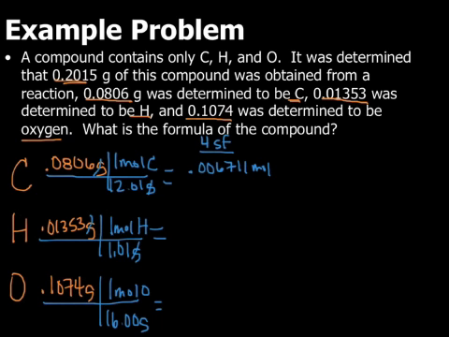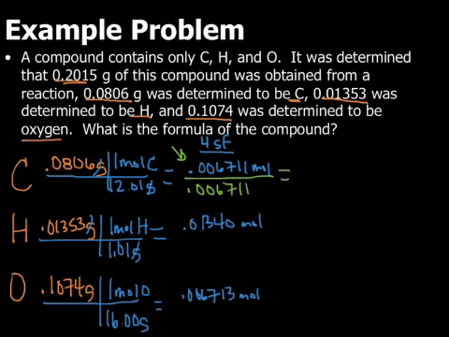For hydrogen, I have 0.01340 moles. And then for oxygen, I have 0.006713 moles. And again, notice I left 4 sig figs for all of those. So now what I'm going to do is, like I said, divide all of these by the smallest number of moles because I need a smallest whole number ratio here. So this first one is my smallest.